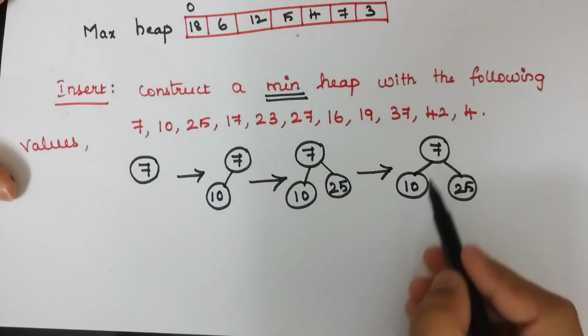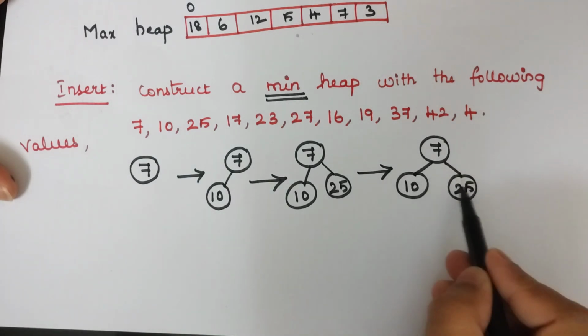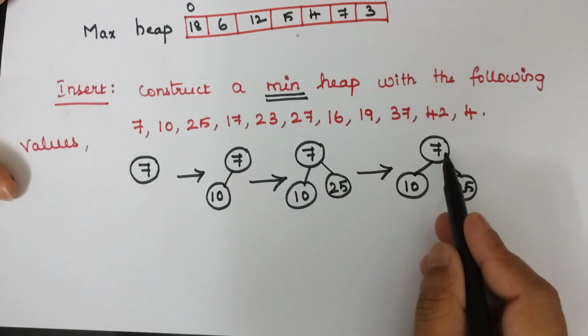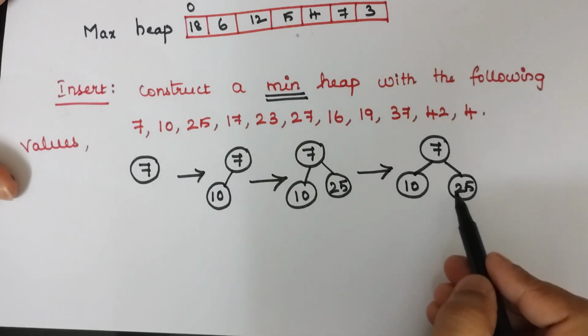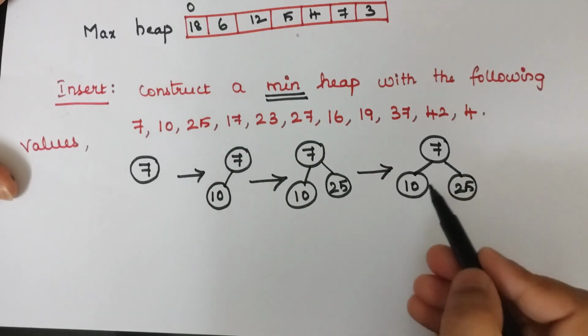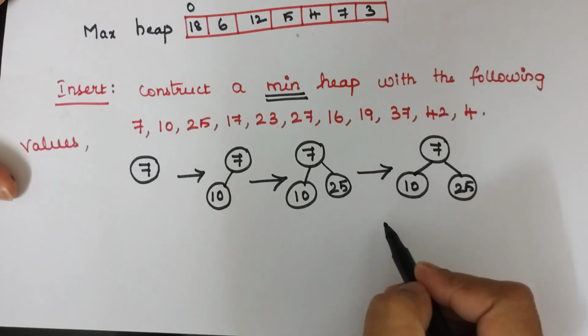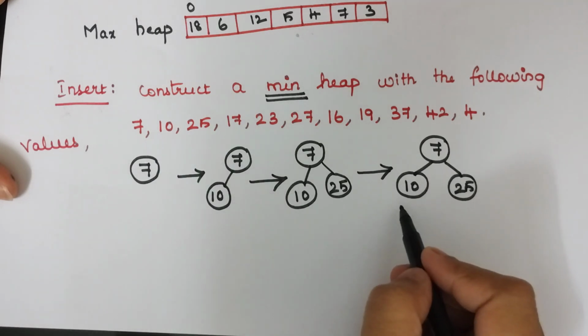So what is the last level? Here, this level is already completed, because it is a binary tree. Only this node 7 can have 2 children, not more than 2 children. So the next value should be inserted in the next level, level 2, and from level 2 you need to start from the left side.